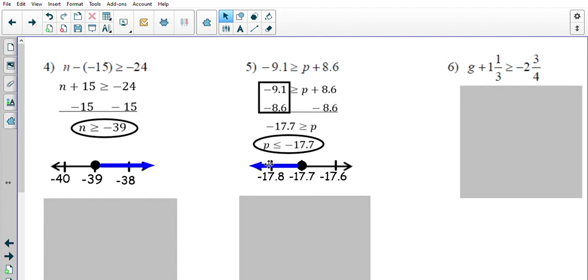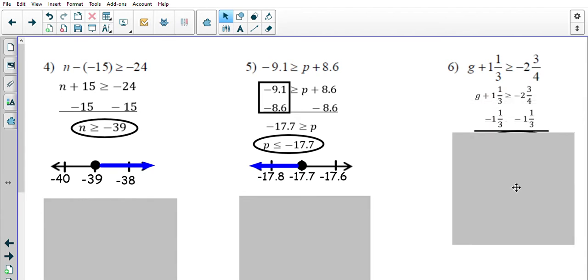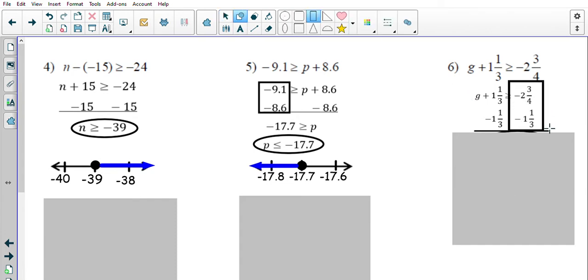All right, let's take a look at number 6. G plus 1 1/3 is greater than or equal to negative 2 3/4. The inverse of adding 1 1/3 is to subtract 1 1/3. So in our calculators, keep in mind, we're doing negative 2 3/4 minus 1 1/3.